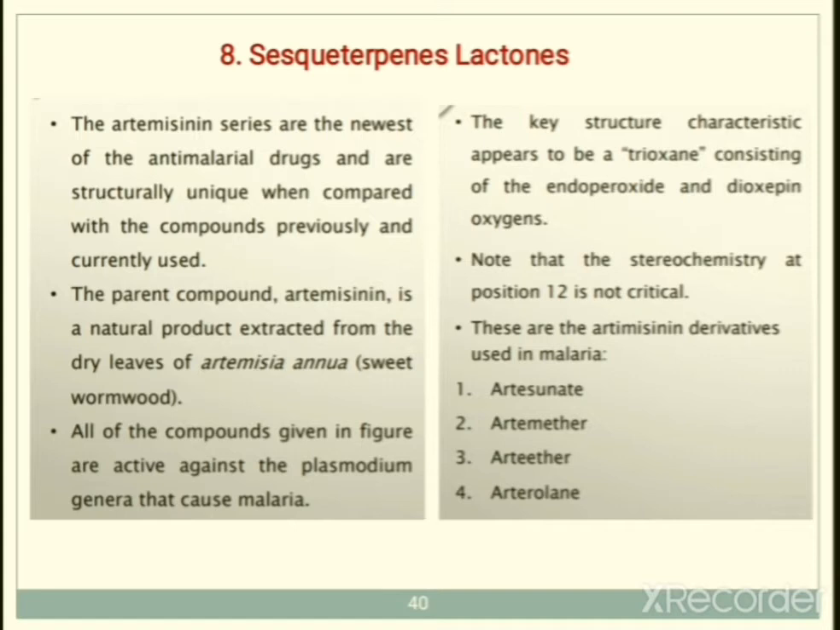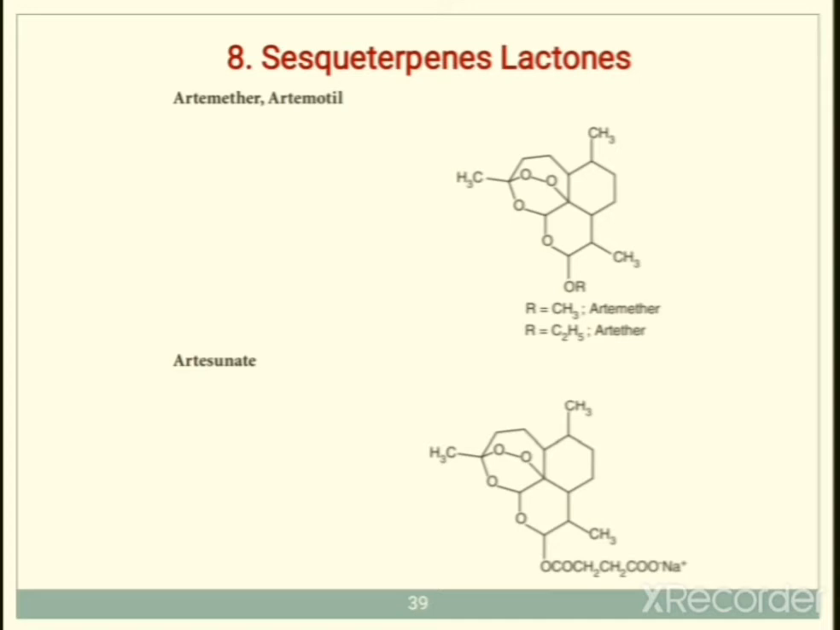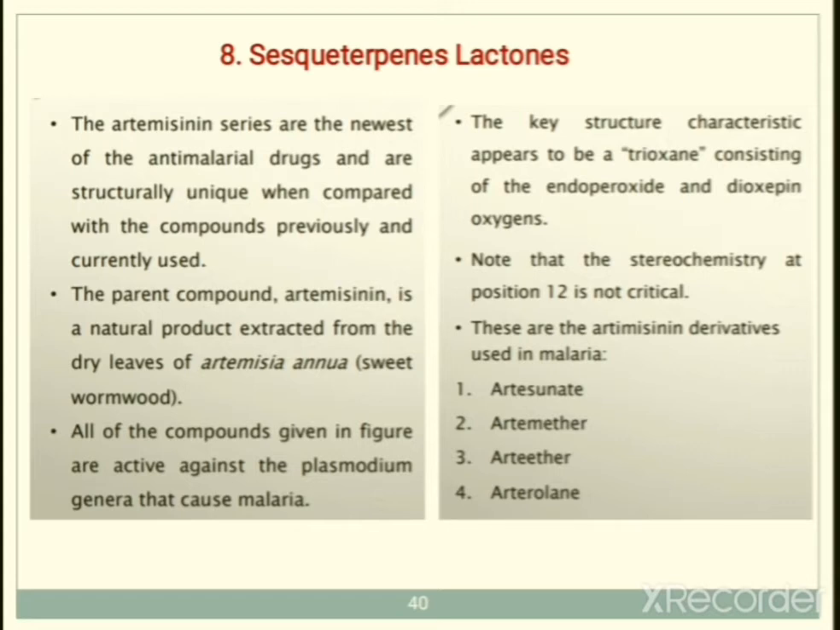All of these compounds, already seen in the figure, are active against the Plasmodium genera that cause malaria. The key structure and characteristic appears to be the trioxane ring. Already we have discussed it: you can see trioxane, three oxygens in the structure. The trioxane ring consists of an endoperoxide and a dioxepane oxygen. Note that the stereochemistry at position 12 is not chiral, so at the 12 position there is no chiral center. These are the artemisinin derivatives: artesunate, artemether, arteether and arteolane. So this is about the sesquiterpene lactones.